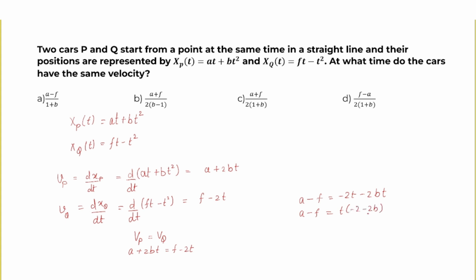So I'm multiplying the whole equation with a negative sign. It will be f minus a equals t into 2 plus 2b. Let's take this 2 plus 2b to the other side. So f minus a upon 2 plus 2b is equal to time. Or you can write it as t equals f minus a upon, taking 2 common, 1 plus b. That's option D.